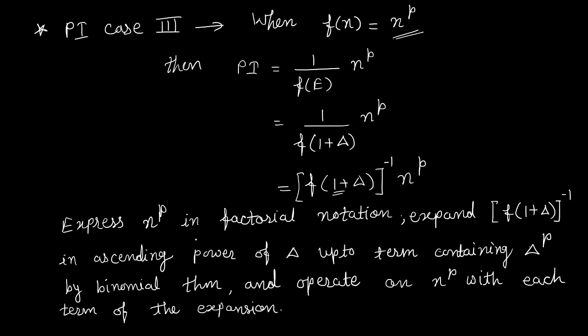Now express n to the power p in factorial notation and then expand by using binomial in ascending powers of delta up to the term delta to the power p, and operate n to the power p with each term of the expansion and find out the required PI.